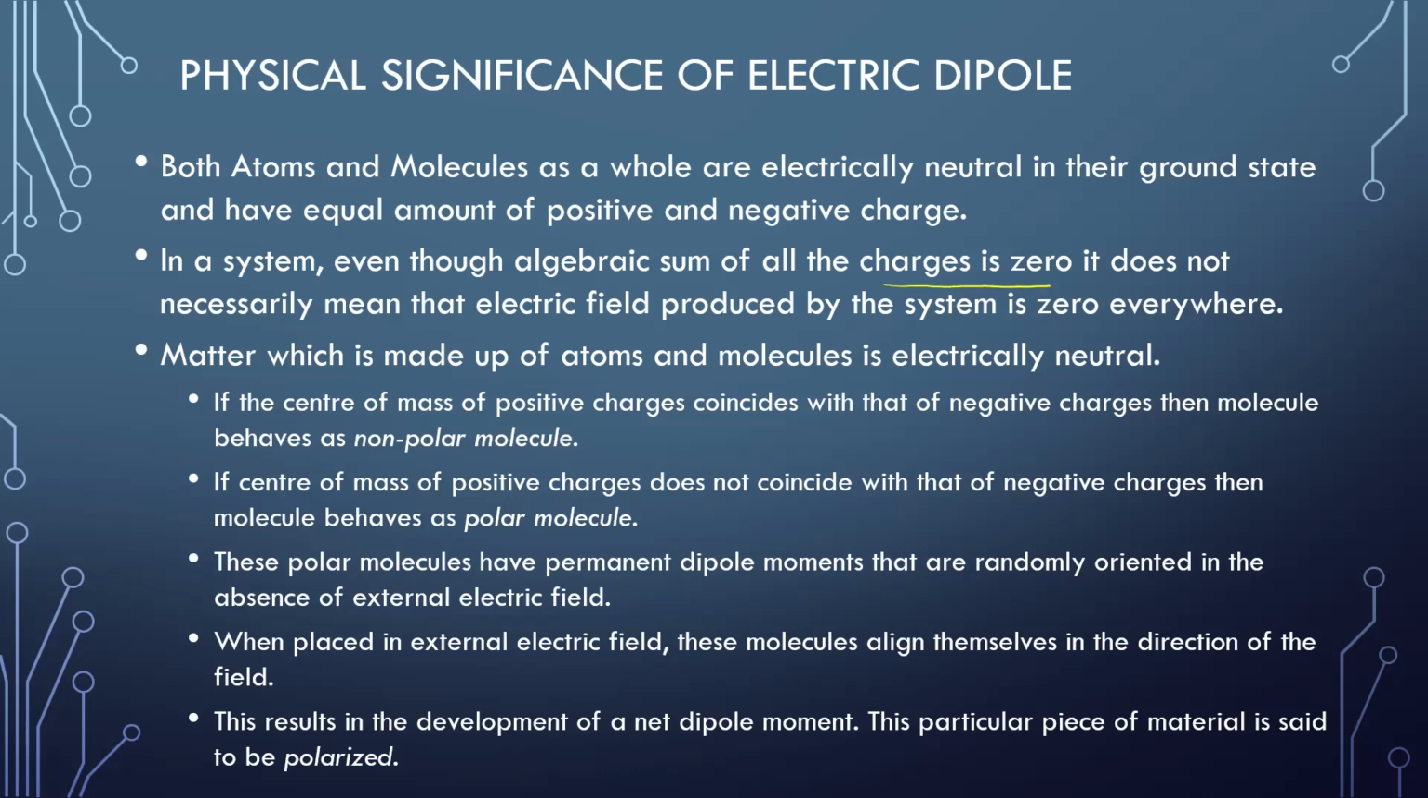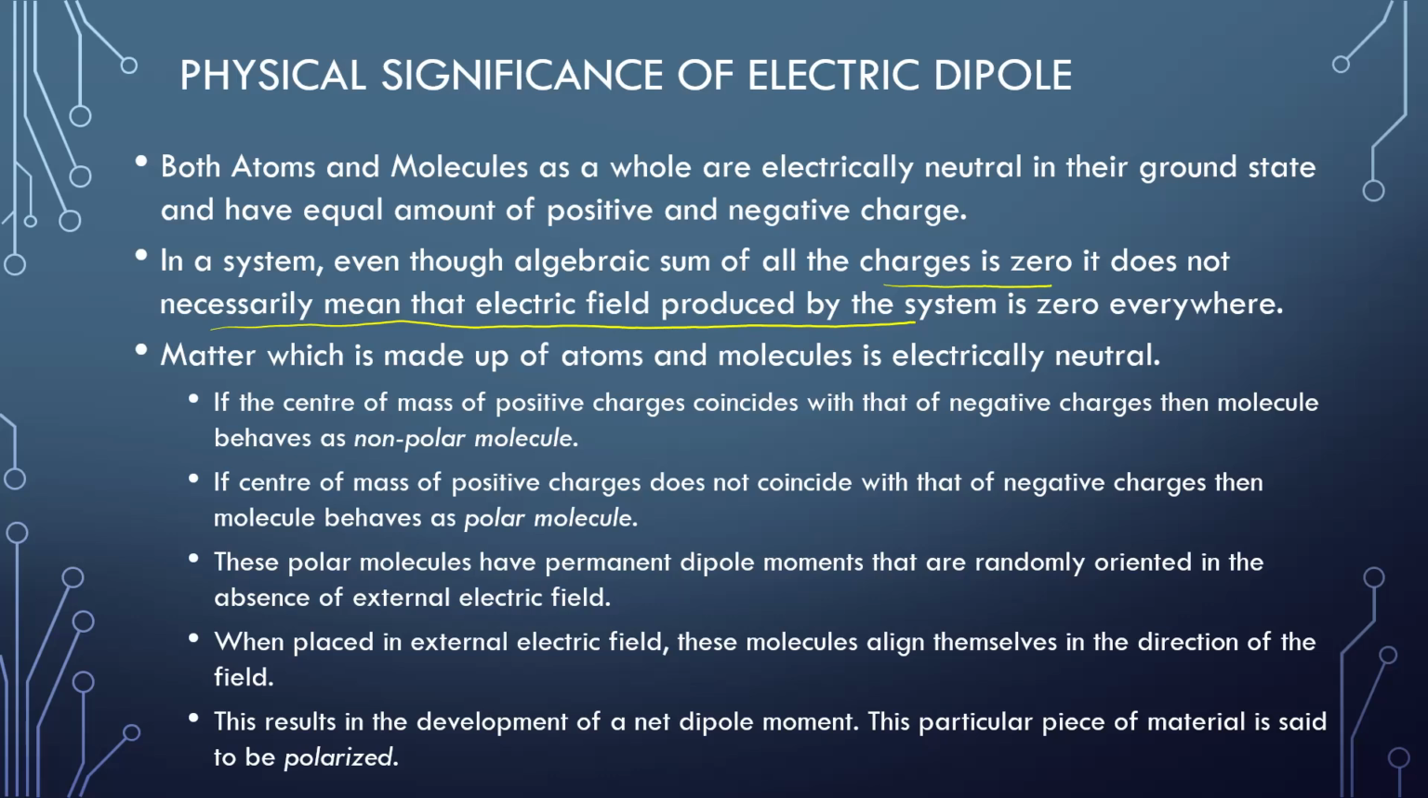In a system, even though the algebraic sum of all the charges is 0, it does not necessarily mean that electric field produced by the system is also 0 everywhere. That is what I told you. Though the total charge on the dipole is 0, the electric field due to a dipole is not 0. Matter, which is made up of atoms and molecules, is electrically neutral.